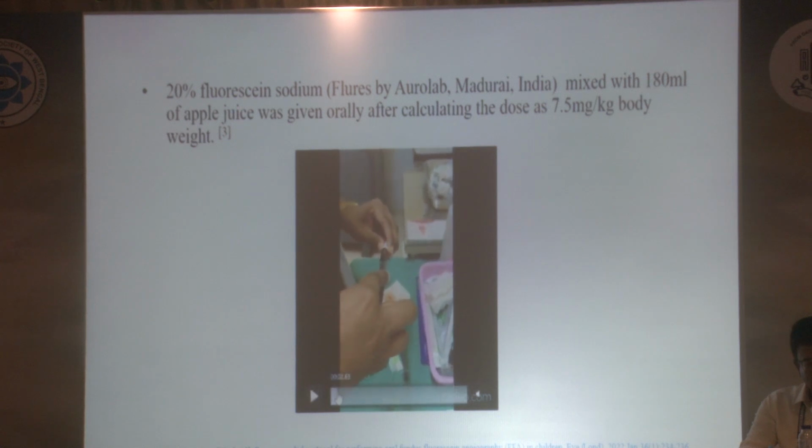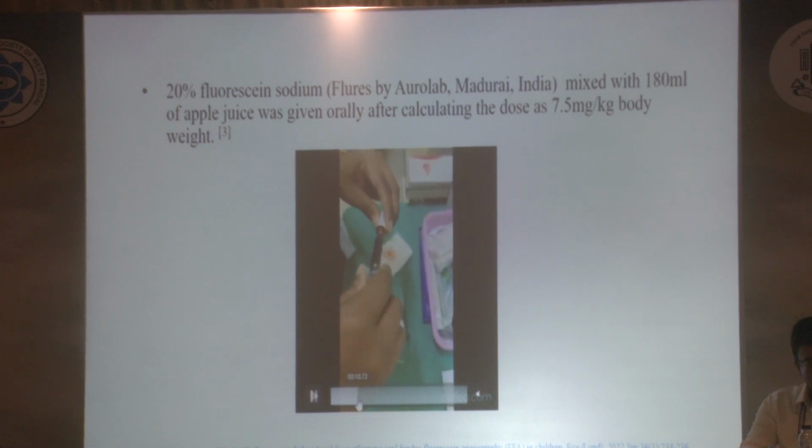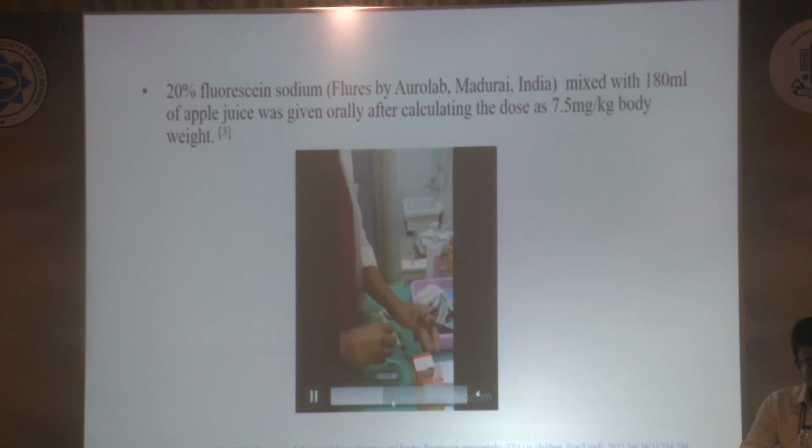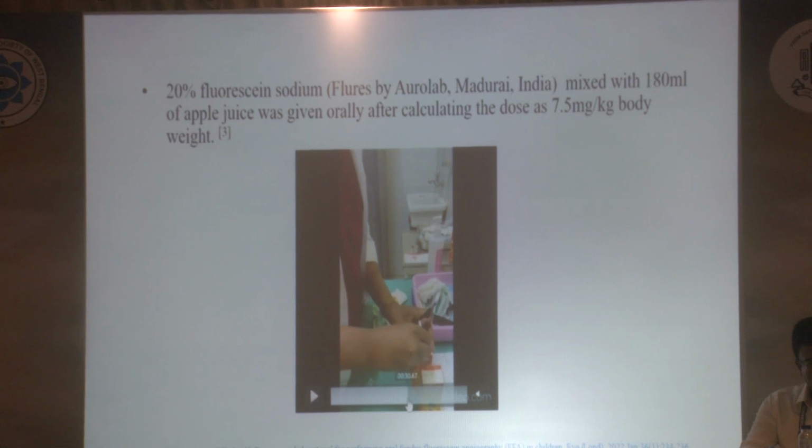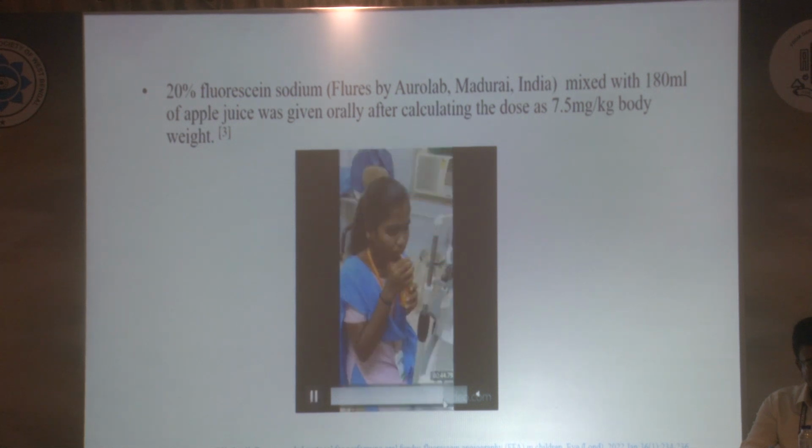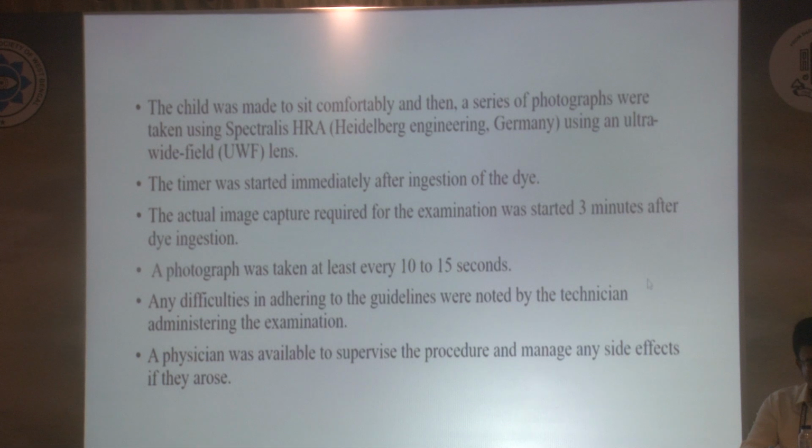20% sodium fluorescein mixed with 180 ml of apple juice was given orally after calculating the dose to be 7.5 mg per kg body weight. The child was made to sit comfortably, and then a series of photographs were taken using Spectralis HRA with an ultra wide field lens. The timer was started immediately after ingestion of the dye.